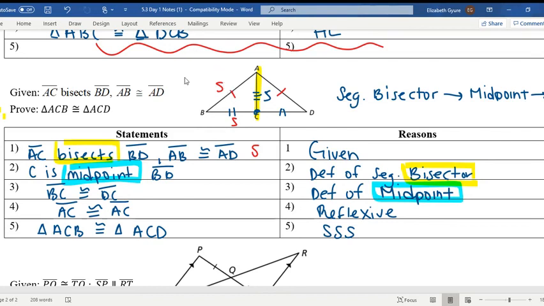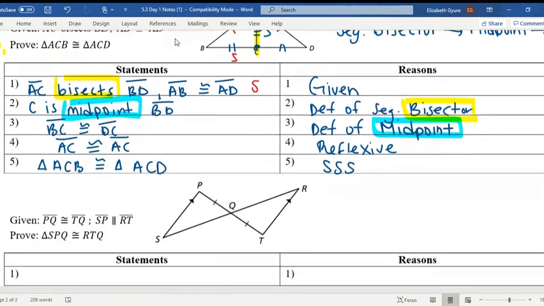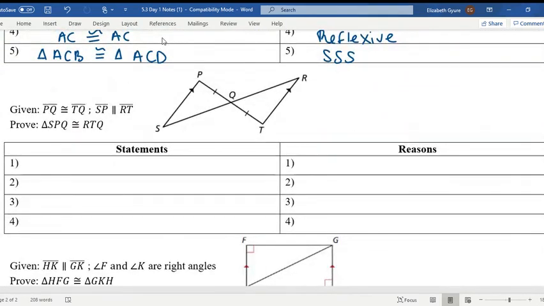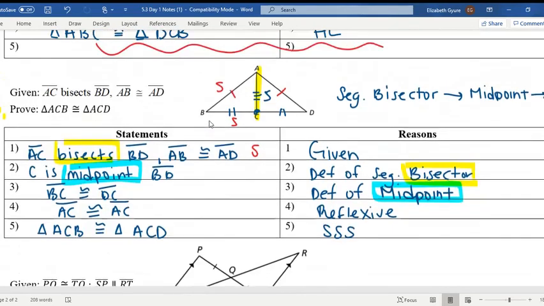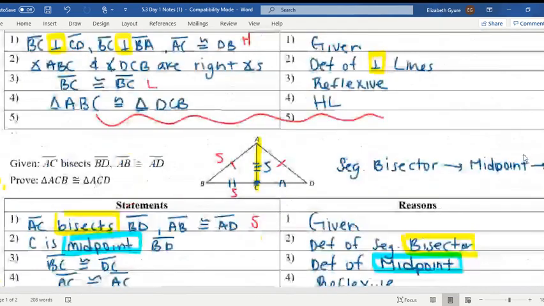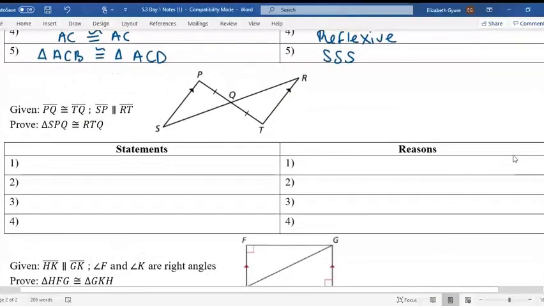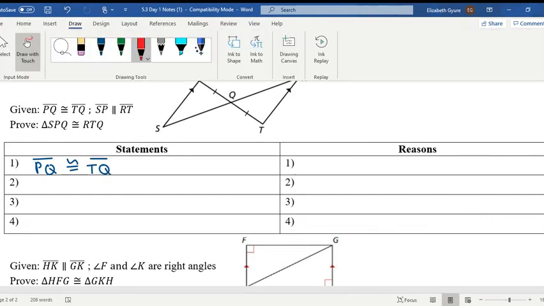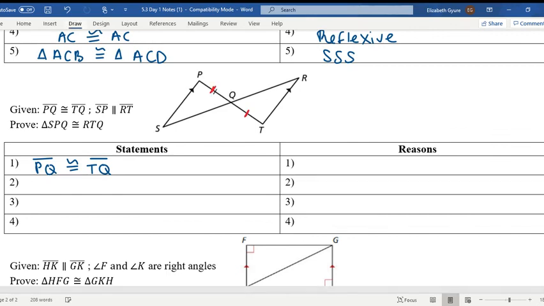Good. All right, I want to run through one more and then I'll leave you guys alone. So here, now does this picture hopefully look familiar to you? We actually already talked about this in number 5 up here, okay? So we've kind of already talked about this one, so hopefully this one should help us make some sense of this. So here we are given that segment PQ is congruent to segment TQ. So that is up here.